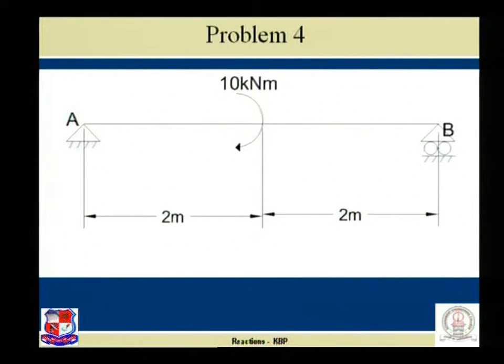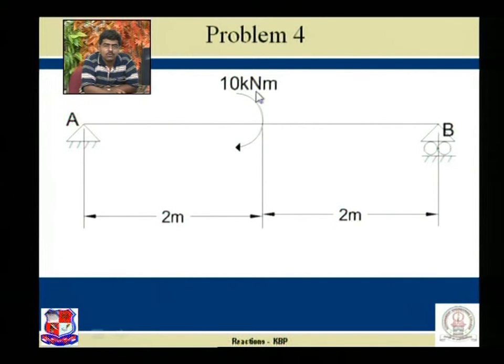Problem number 4. Type of beam: simply supported beam by default, as one end is hinge, another end is roller, subjected to a concentrated moment at the center of the beam, 10 kilonewton meter. Only a moment is acting on this beam, not a single load is acting throughout the length of the beam, and our intention is to find the reactions.